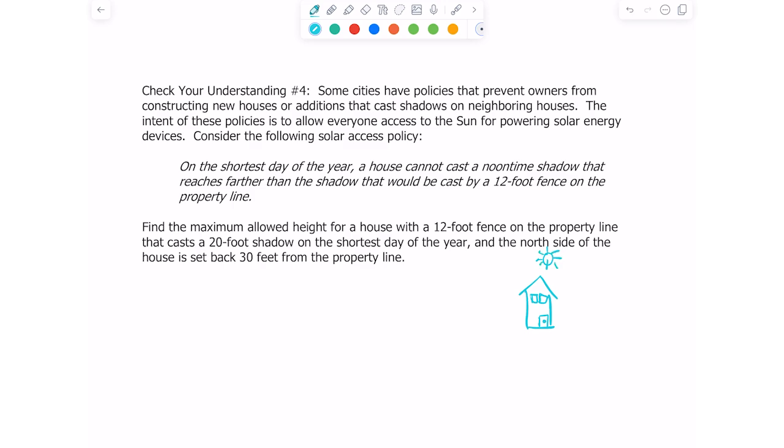Okay, and let's draw what it's telling us here. So we know we have a 12-foot fence. We know that the fence casts a 20-foot shadow, okay? And the north side of the house is set back 30 feet from the property line. So I know that right here, from here to maybe here, is 30 feet. And then that's where my fence is going to go. And I know my fence is 12 feet. And the fence casts a shadow that's 20 feet.